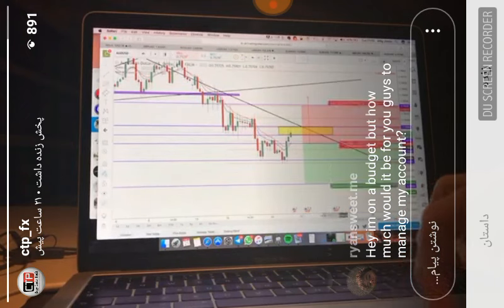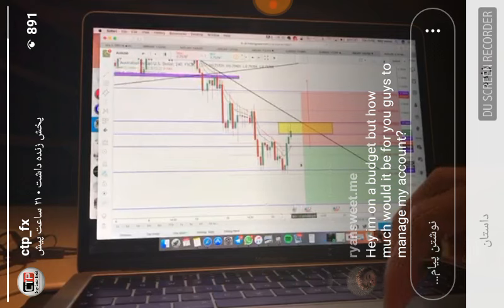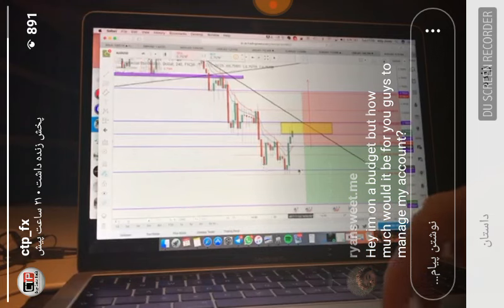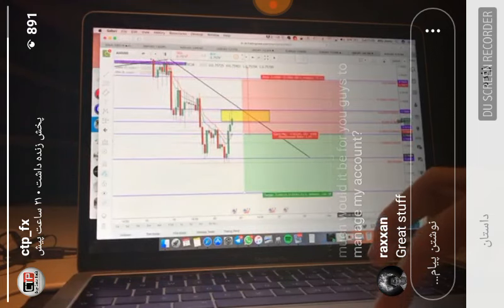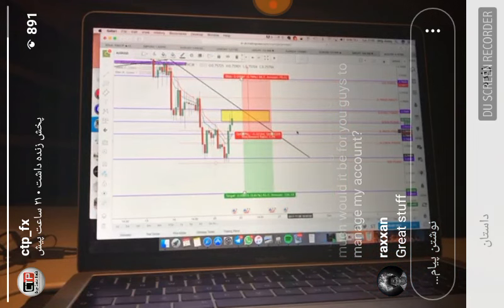AUD USD is doing what we expected. We've only got 9 minutes till that candle closes. Like I say, guys, that could be our trigger to enter. So I'll basically just get that ready, to be honest, because I have analysed this in the live.